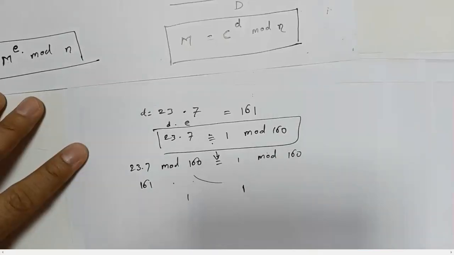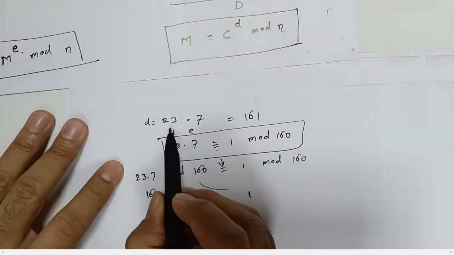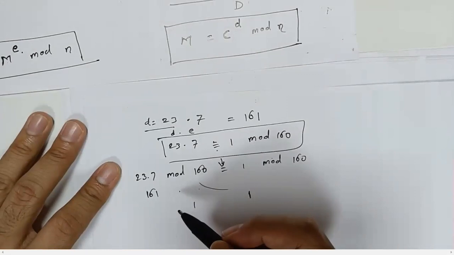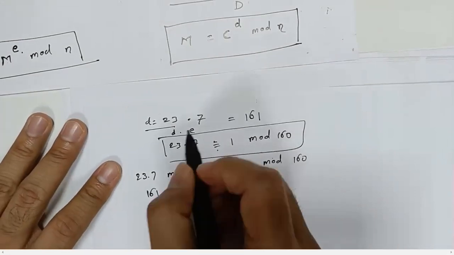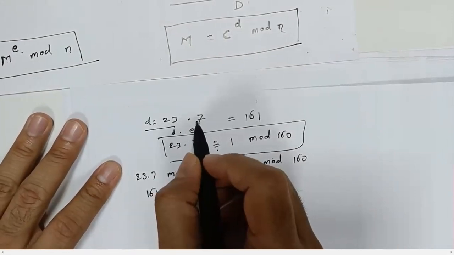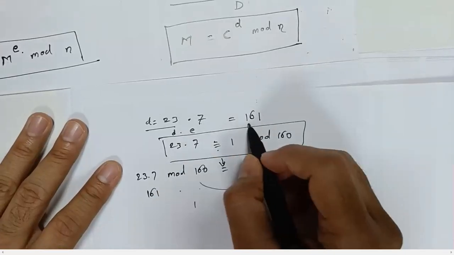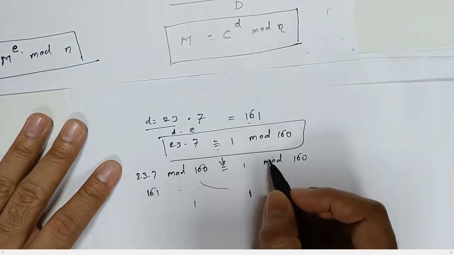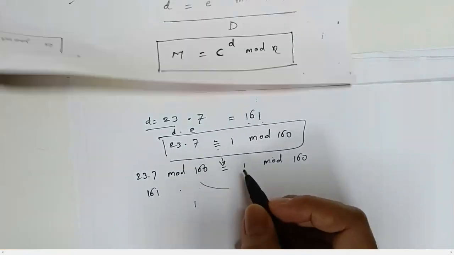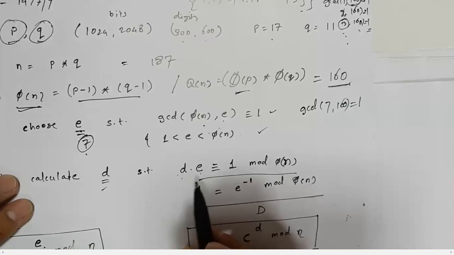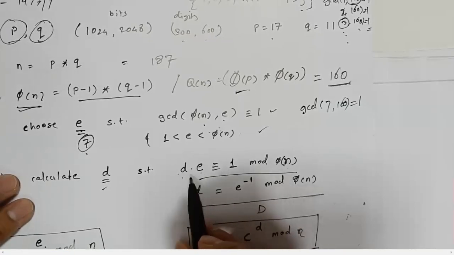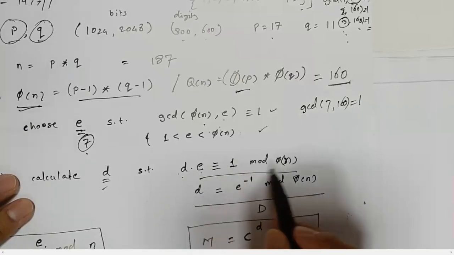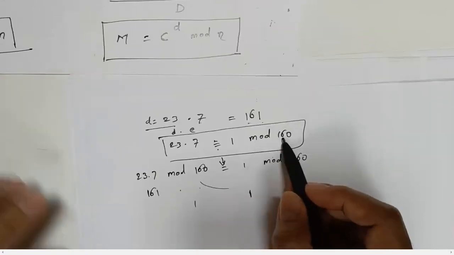Okay, so I was talking about, let's consider the value 23 for a private key. When we multiply it by the public key, we get this value 161, and it satisfies this condition. The multiplication of D and E is congruent to 1 mod phi of n. Phi of n is 160 here.